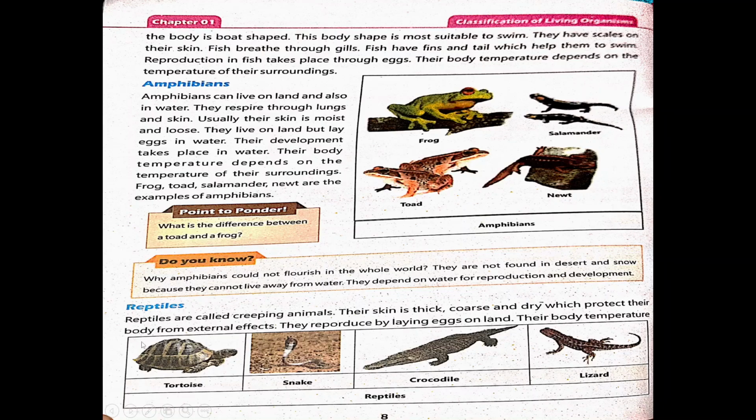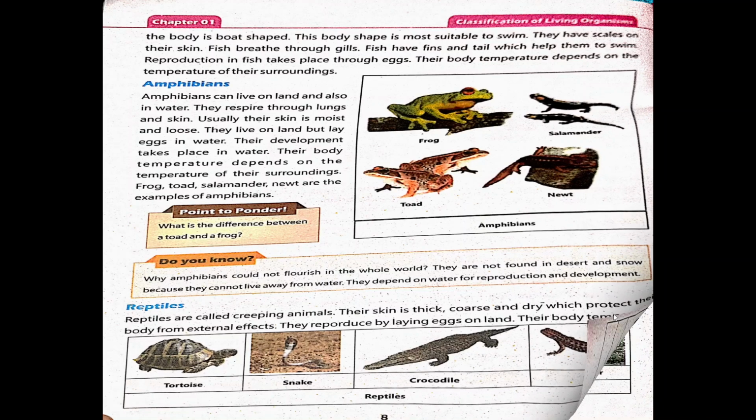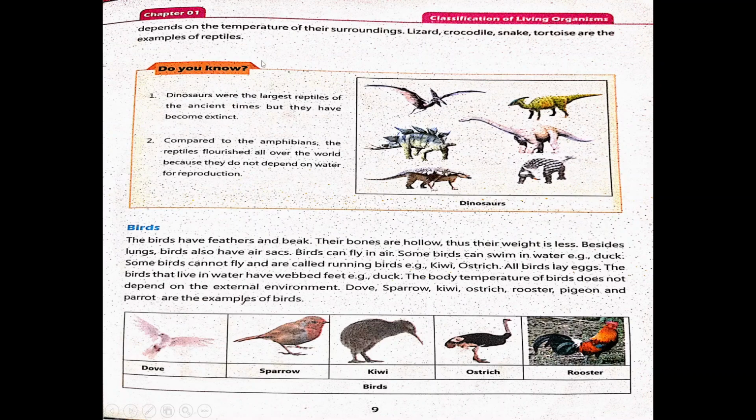Reptiles. Reptiles are creeping animals. Their skin is thick, coarse, and dry, which protects their body from external effects. They reproduce by laying eggs on land. Their body temperature depends on the temperature of their surroundings. Lizard, crocodile, snake, and tortoise are examples of reptiles.